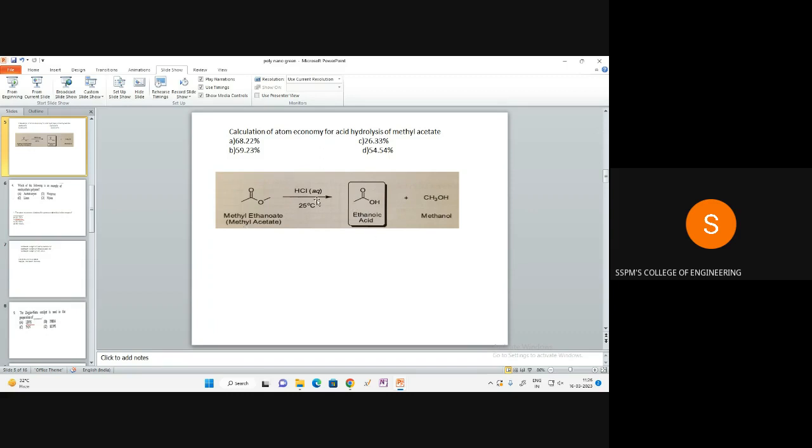देन मिथिल इथेनॉइड and HCl is a reactant. So sum of total reactants, total all the reactants and it converted into the products. Then you can calculate the atomic economy by using that formula.